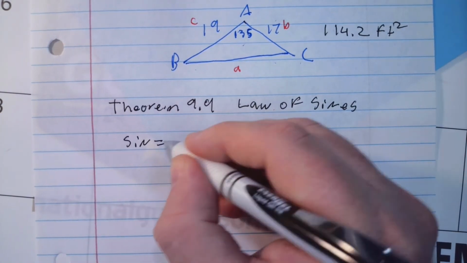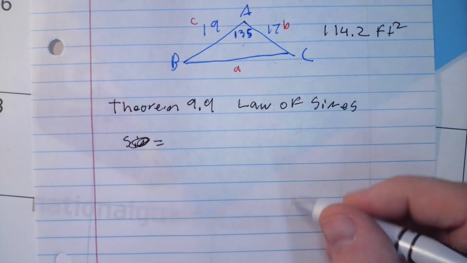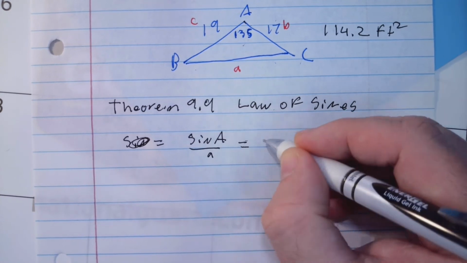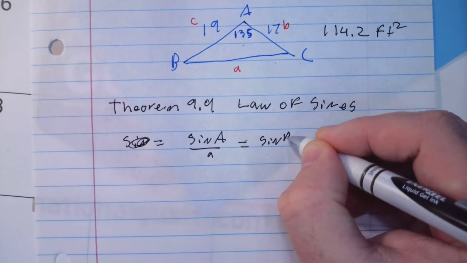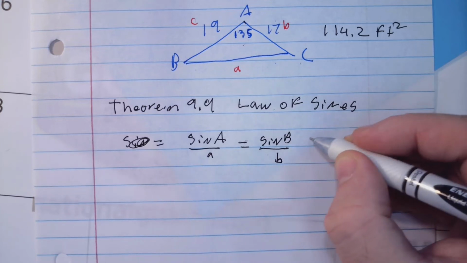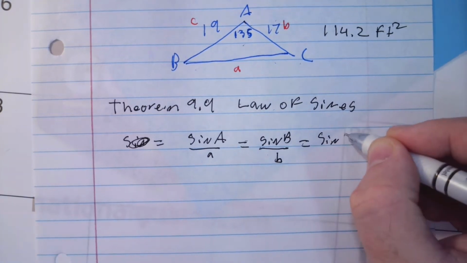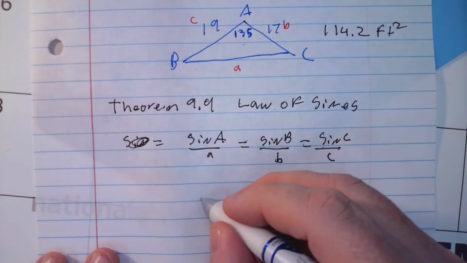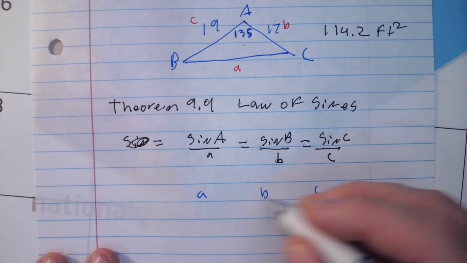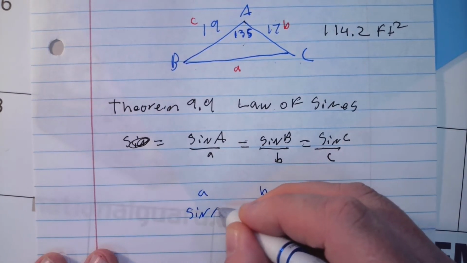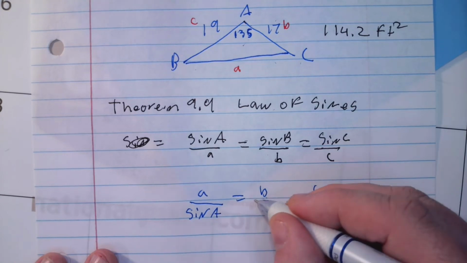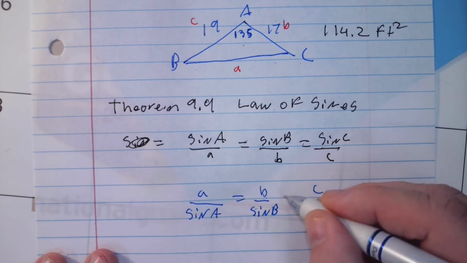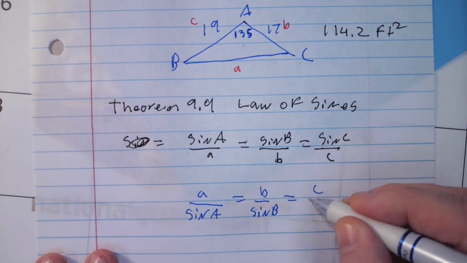And I'm going to show you how this works. Sine A over A equals sine B over B equals sine C over C. So I can do it like that, or I can do it like this. And hopefully we know by now that you are allowed to flip your ratios if you want to, as long as you flip them all fairly, right?